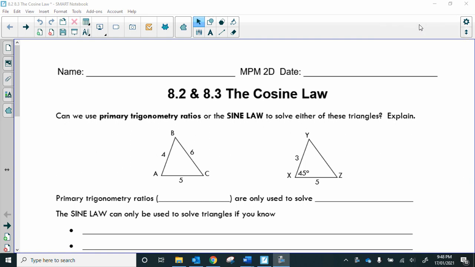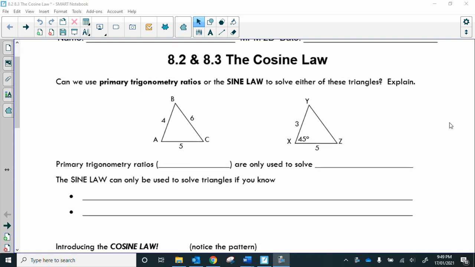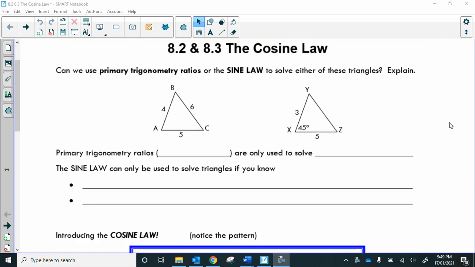This is our lesson on the cosine law, and you have probably noticed it's 8.2 and 8.3. In the textbook they have divided it up into two lessons: one is just solving for side lengths and one is solving for angles. We are going to be putting those together into one lesson here. That's why when you do the homework, you're going to see that you have questions on two different pages, and that's just because the textbook has split this up.